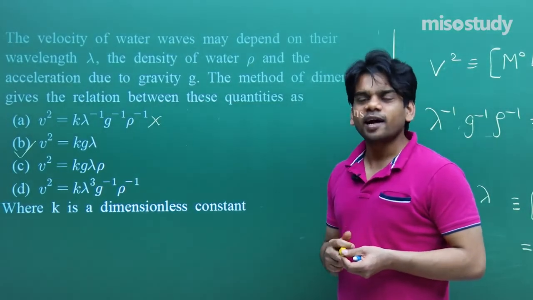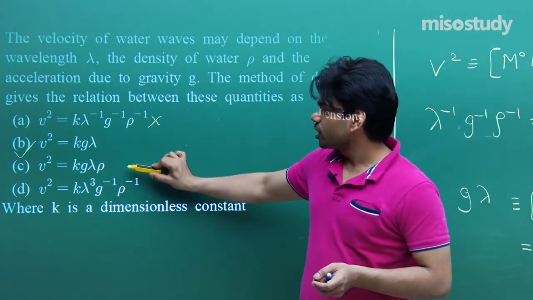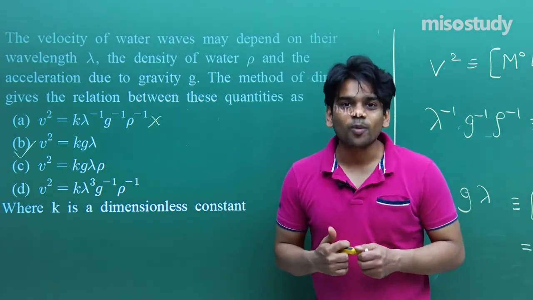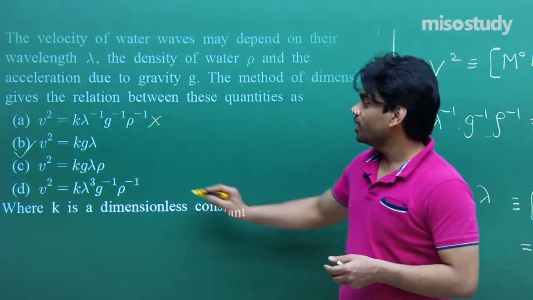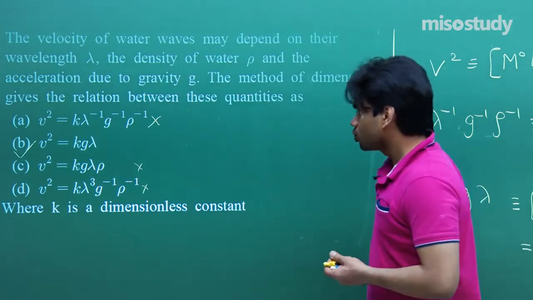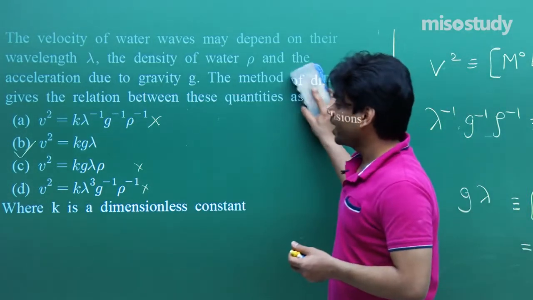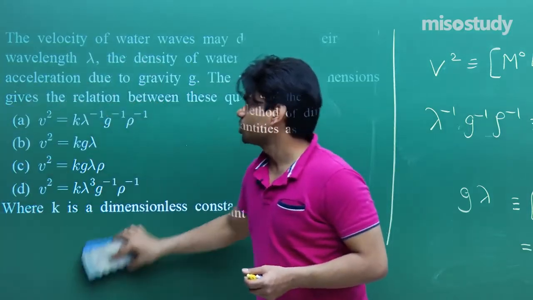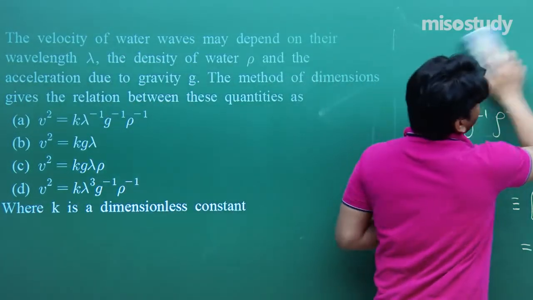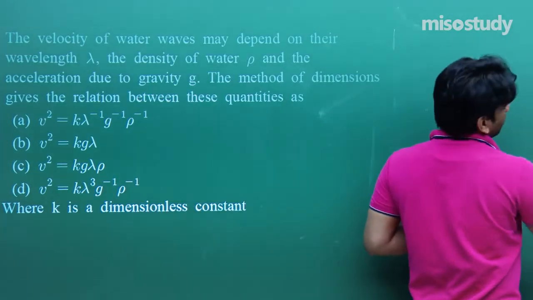It's a single correct choice question, so the rest of the options will be incorrect. If you want, for your satisfaction, you can check C and D, and you'll find that they do not match the dimensional formula for v square. Hence, they will be incorrect. So the only correct option is option number B, that is v square is equal to kg lambda. Since we got option B as the right option, we need not check options C and D. So this was about checking any formula using dimensional analysis.